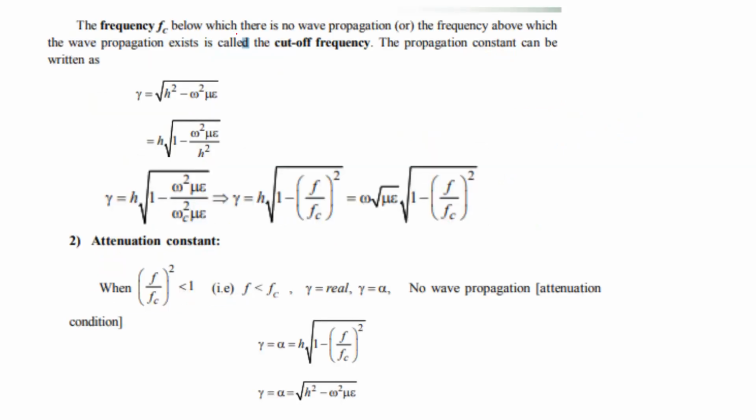The frequency fc below which there is no wave propagation, or you can say the frequency above which the wave propagation exists, is called the cutoff frequency. So here we can define a cutoff frequency as fc. Now below this cutoff frequency, there won't be any wave propagation. And above all these cutoff frequency values, you will have wave propagation.